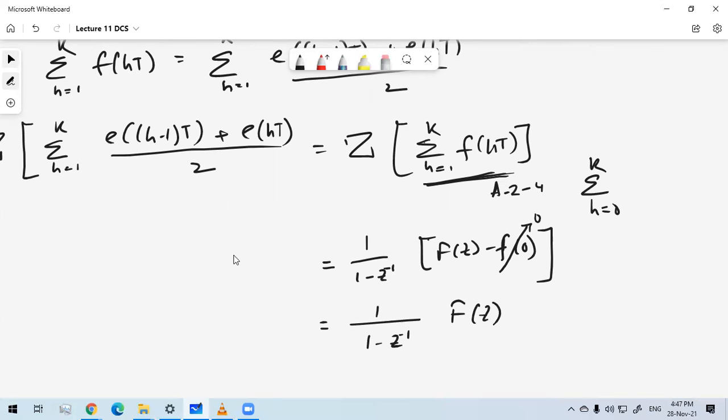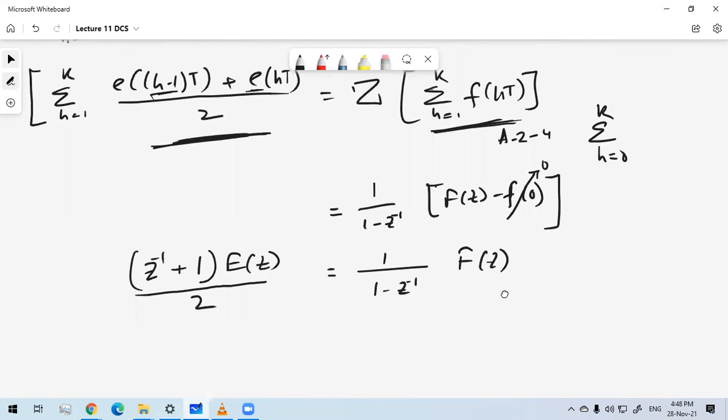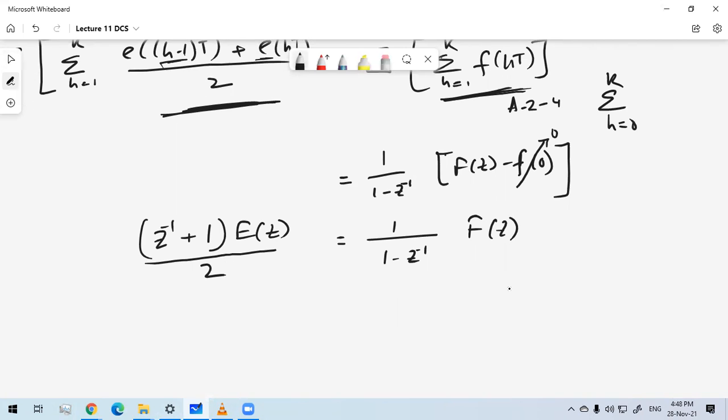Now we have to keep in mind that the other thing that we had on the other side is this one, isn't it? If you take this parameter into the z domain as well, then what we are going to get is, this is a delayed signal and this is the current value. So we can find that one, basically (z inverse plus 1) E(z) by 2. Basically we want to find out what is the value of F(z), because we have to replace the value of F(z) there, so we can easily figure that out.